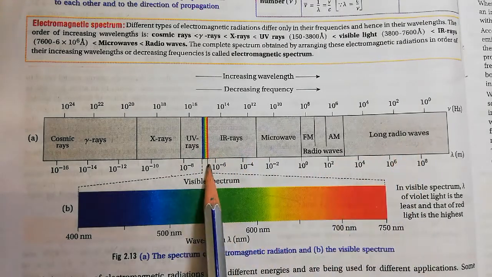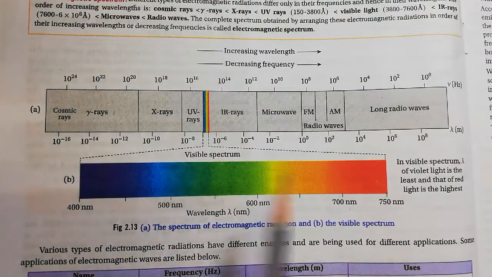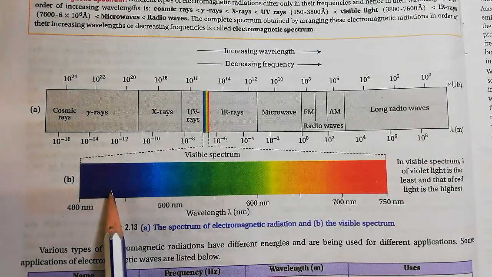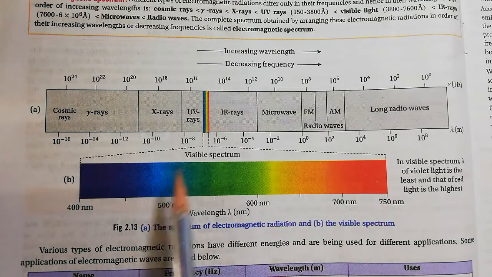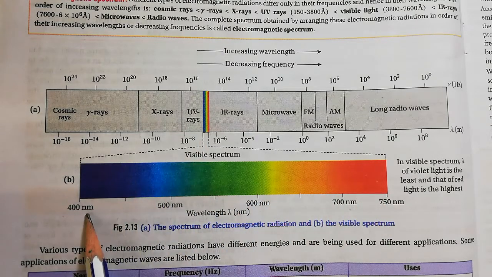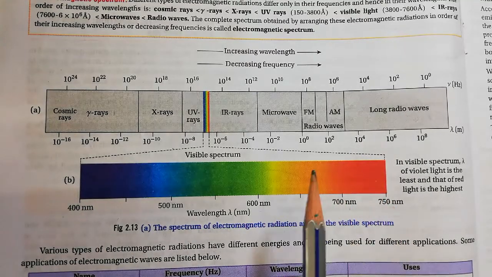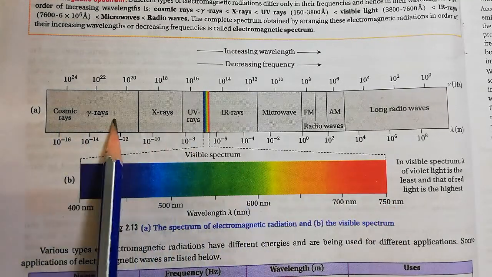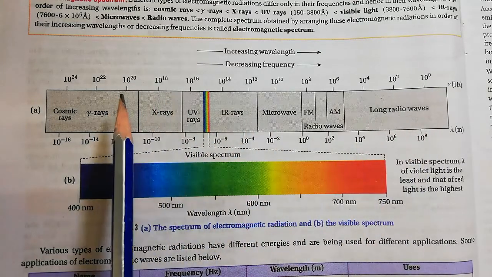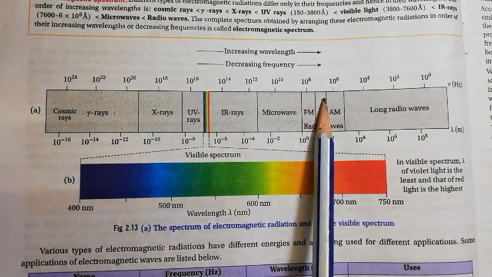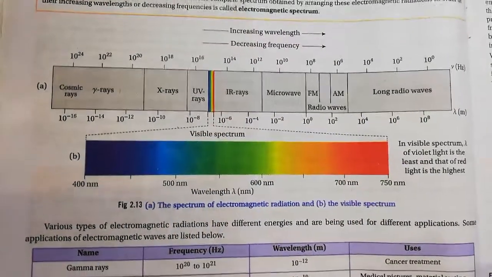In the visible spectrum, from left to right, it is VIBGYOR: violet, indigo, blue, green, yellow, orange, red, and it lies within the range of 400 nanometer to 750 nanometer. You all have to remember all the electromagnetic rays in the proper order. No need to remember all their wavelengths and frequencies, but you have to know the wavelength.